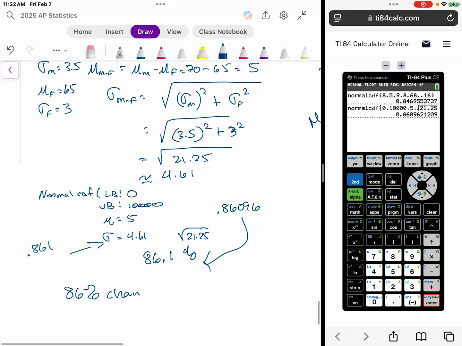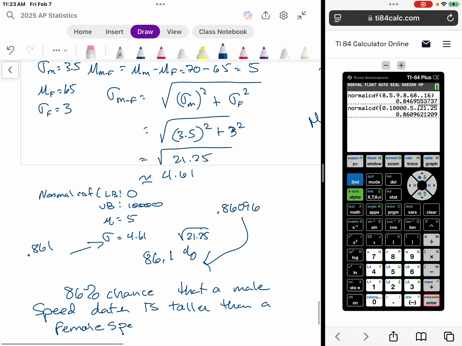So there's an 86% chance that a male speed dater is taller than a female speed dater. Boom.